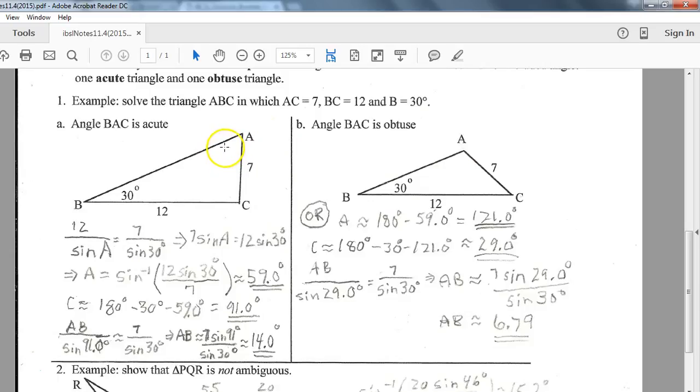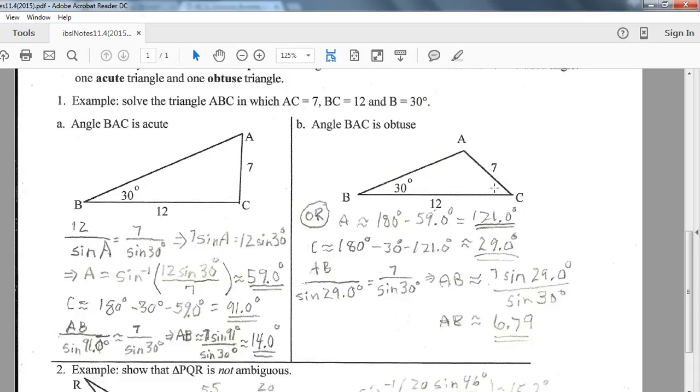So if we figured out that this was 59, then my other option, if I subtract 59 from 180, would be 121. And so we look at that and say, okay, if this is 121, let's proceed with the problem as though this is 121 degrees. So if that's 121, and 30, subtract those from 180, and that leaves me with 29 degrees for this.